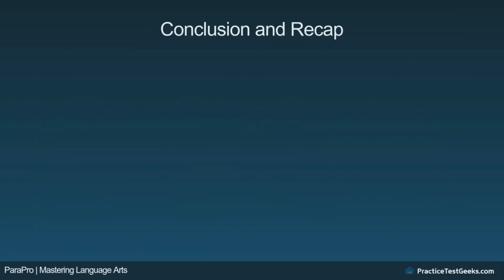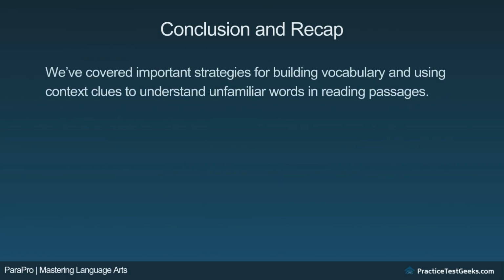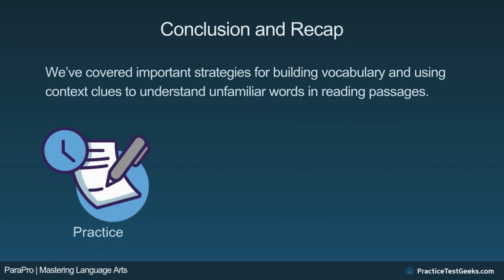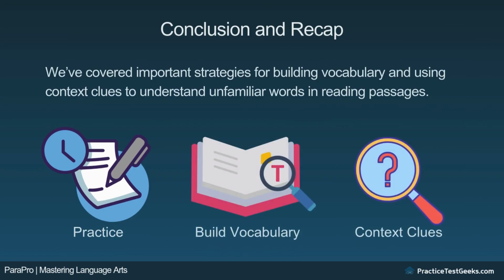Conclusion and recap. In this lesson, we've covered important strategies for building vocabulary and using context clues to understand unfamiliar words in reading passages. These skills will help you excel on the ParaPro assessment test, particularly in the language arts section. Remember to practice regularly, build your vocabulary, and use context clues to confidently answer reading comprehension questions.